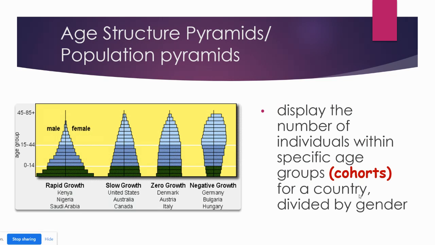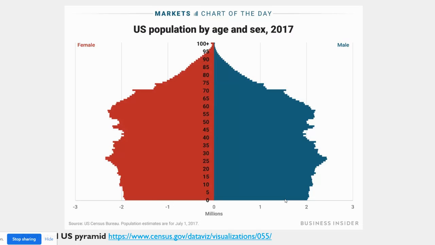Moving on. So we have our age structure pyramids, and these are going to display the number of individuals within specific age groups or cohorts for a country, and they're divided by gender. So you have a male side and a female side, and we looked at this before a little bit, and then the ages. So there we go. So let's look at a couple, because I think this is kind of cool.